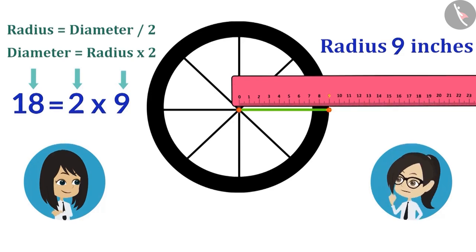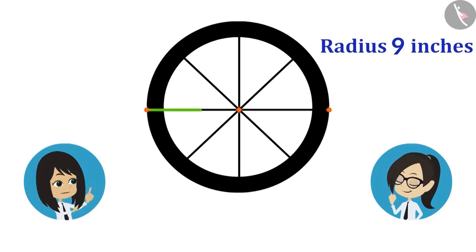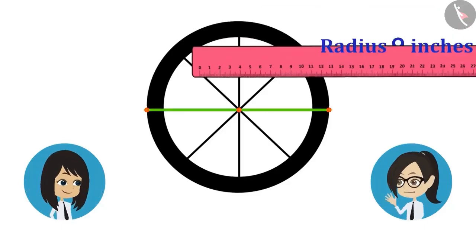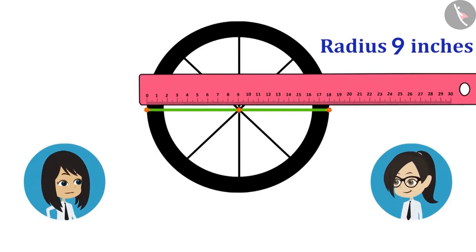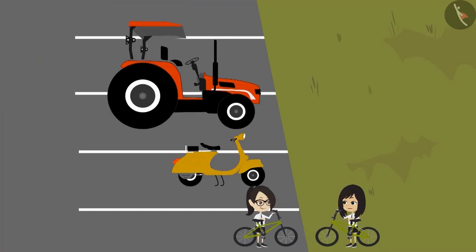Yes. Why not measure the diameter of this wheel so that we know that our calculation is correct? Okay, we will also measure the diameter. To measure the diameter, we have to draw a straight line joining both sides in such a way that the line goes through the center. Now let's measure this too. See, the diameter is also 18 inches on the scale. Yes. Now that we have measured the wheels of the bicycle, why not measure the rest of the wheels as well? Yes, let's measure all the wheels.